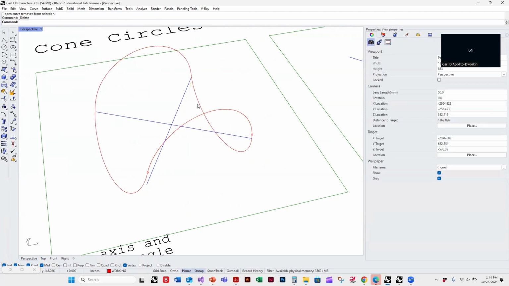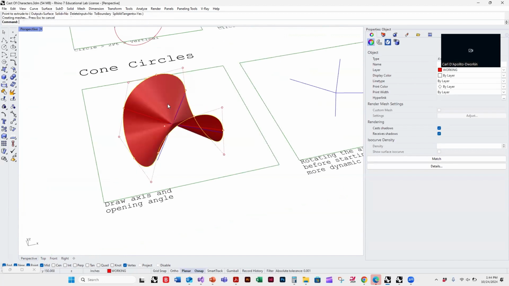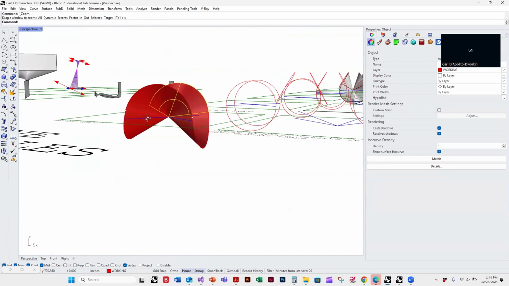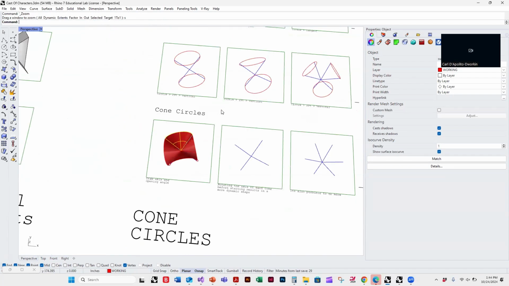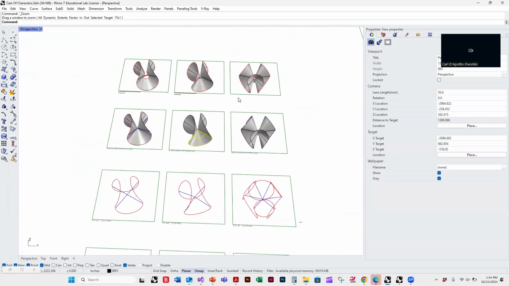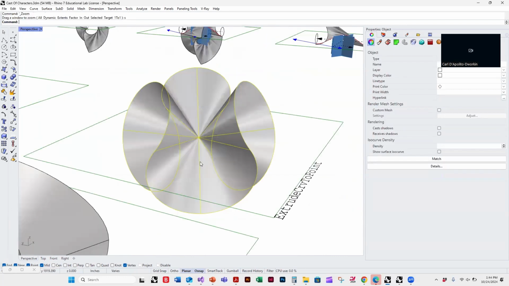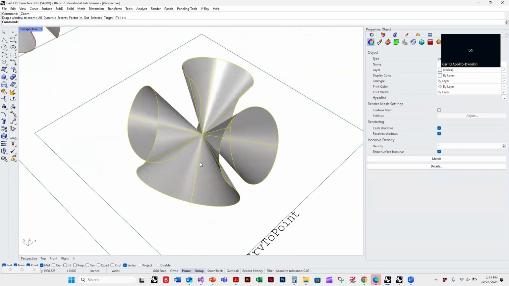And then if you extrude those to the middle, it makes one of these cone circles. And you can pop out the middle with the sphere, and you can have different numbers of them and different degrees and angles of the continuity.